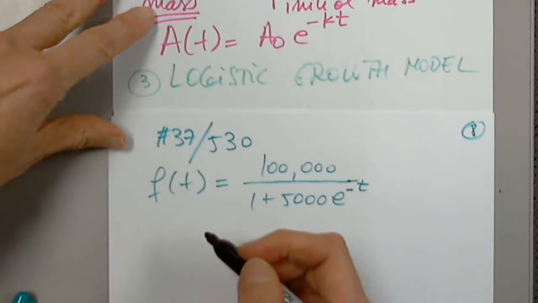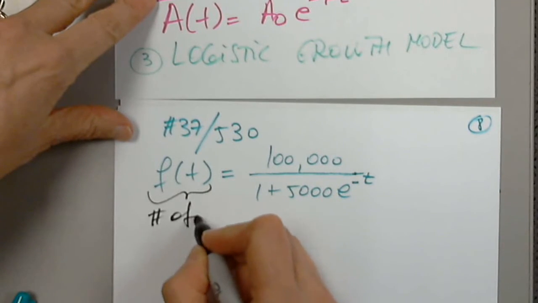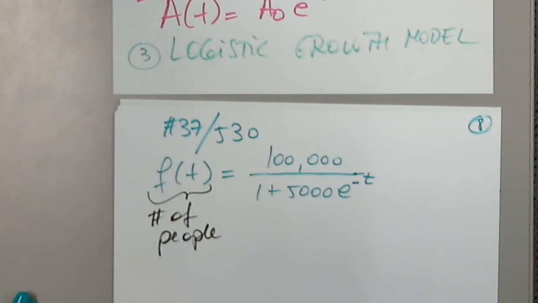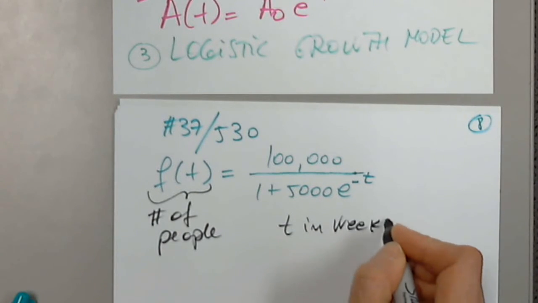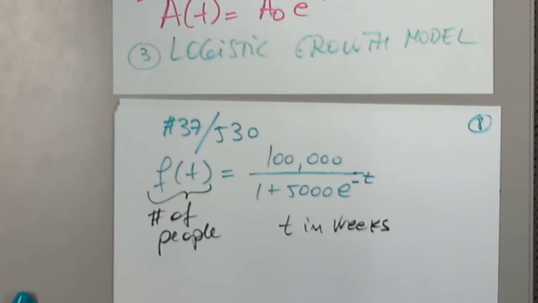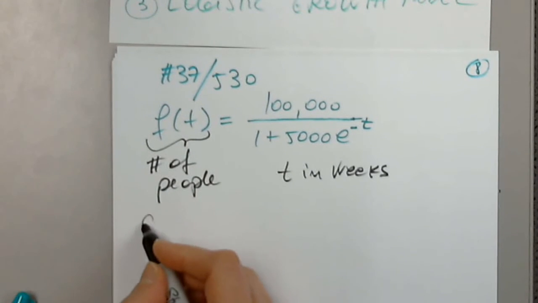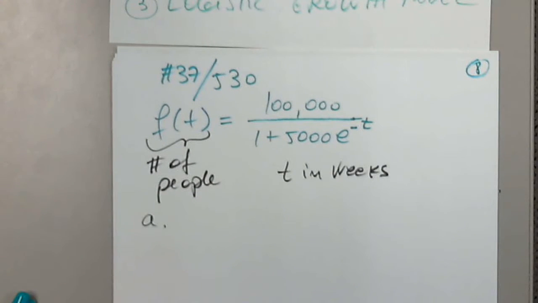F of t, number of people who have become ill with influenza, t weeks after its initial outbreak, t in weeks, in a particular community. First question, part A. How many people became ill with the flu when the epidemic began?